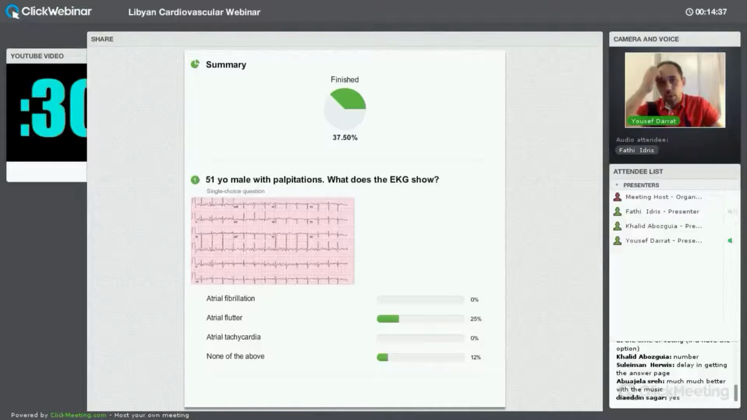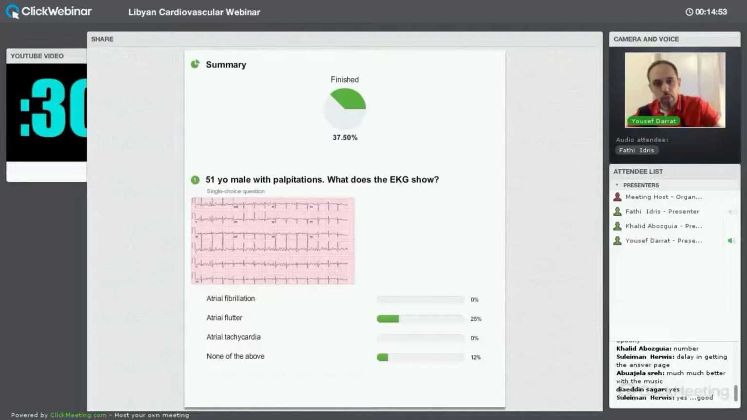Okay, good. So basically, 51-year-old male with palpitation. What does the EKG show? People answered atrial flutter, 25%, and none of the above, 12%. Now the right answer is none of the above.